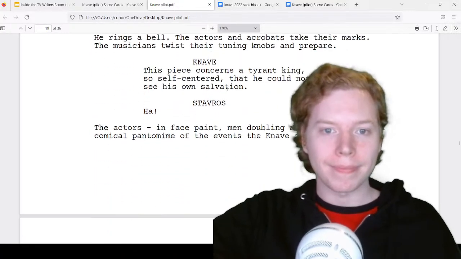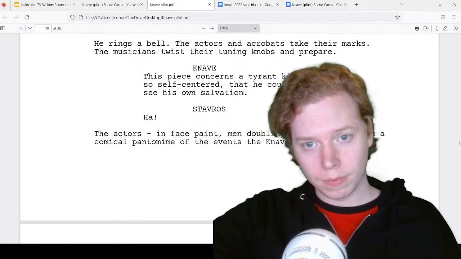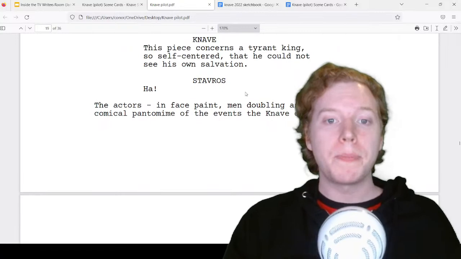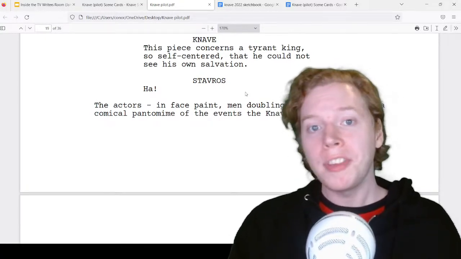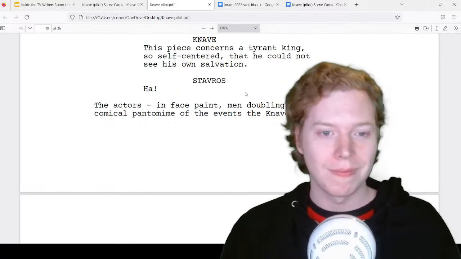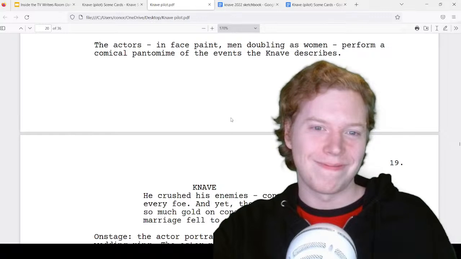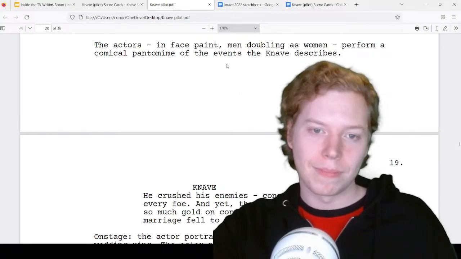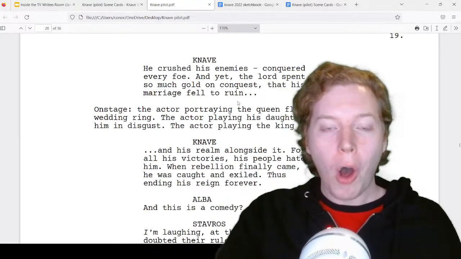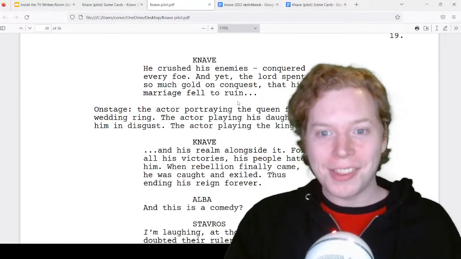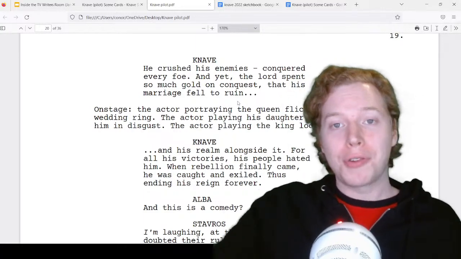He rings a bell. The actors and acrobats take their marks. The musicians twist their tuning knobs and prepare. This piece concerns a tyrant king so self-centered that he could not see his own salvation. Ha! The actors, in face paint, men doubling as women, perform a comical pantomime of the events the knave describes. He crushed his enemies, conquered every foe, and yet the Lord spent so much gold on conquest that his marriage fell to ruin.